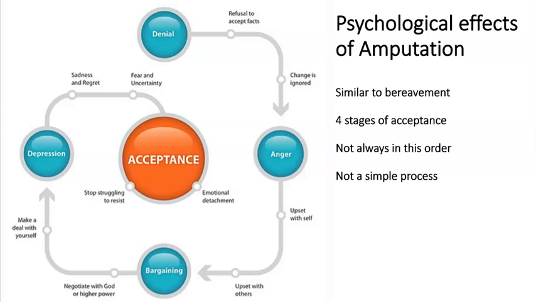Then when they finally acknowledge that, they're probably going to move to anger, and they're going to be very upset with themselves and other people, throwing blame all around the place as they come to terms with this horrendous event, bless them. Eventually, they might move to things like bargaining.